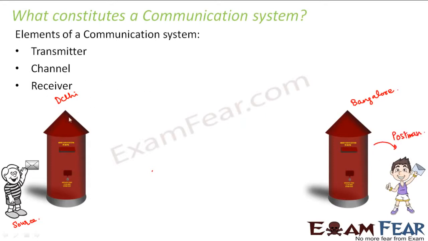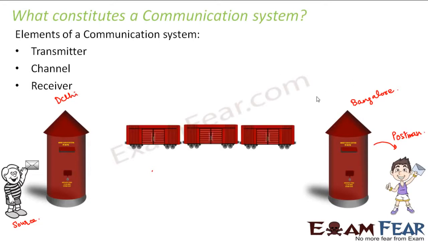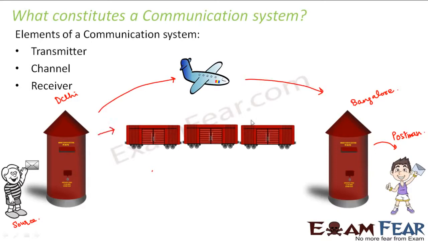But how did the letter reach from Delhi to Bangalore? It can be any mode. It can be via train. It can be via flight. By one of these means, it reached from the post office in Delhi to the post office in Bangalore. So what is happening here? Who is the source of information? You. And where is the destination? Where is this information supposed to reach? To your friend. So your friend is the destination. Now you need a medium to take this information from source to destination. What is that medium here? The medium here is the train or flight or whichever mode.